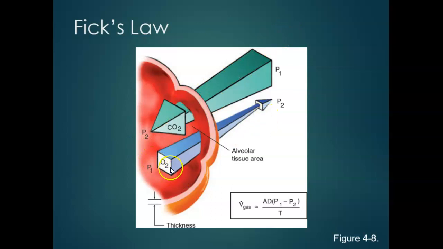So oxygen is going to go from the alveoli into the blood. It has to pass through that alveolar tissue area, so that thickness is going to be a factor in how well that's able to be accomplished. Carbon dioxide is going the opposite way. The P1 is the arterial partial pressure of carbon dioxide in the blood versus the alveoli.